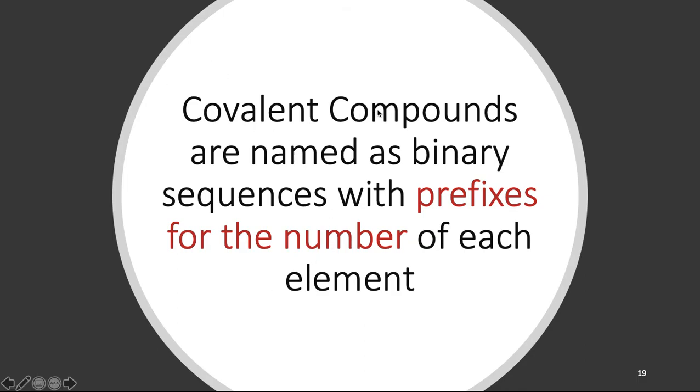Now let's talk about covalent compounds. How do we name covalent compounds? Covalent compounds are those made of two nonmetals. Therefore, they're named slightly differently. They're named as the binary sequence with prefixes attached that show us the number of each element.